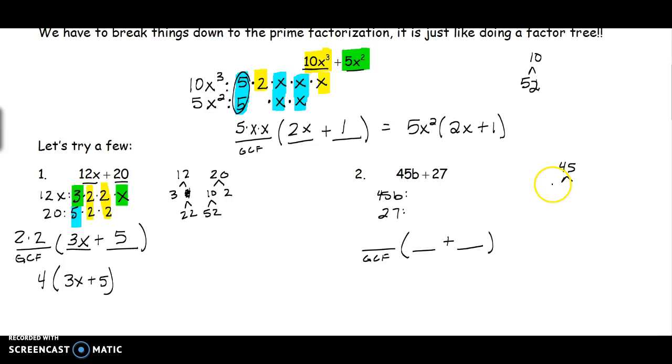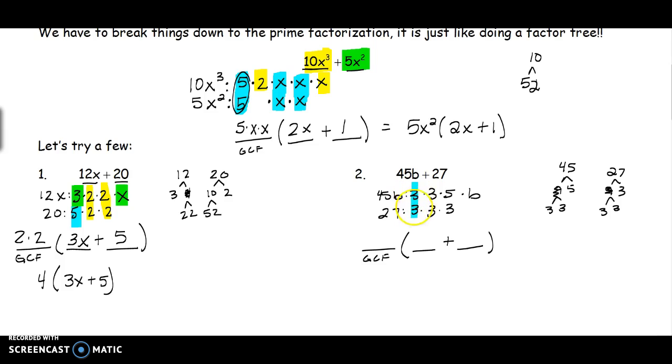So 45 is 9 and 5. And 9 is 3 and 3. So once you can't break down those numbers anymore, you just bring them over. So 3 times 3 times 5 times b. And 27 is 9 times 3. So 9 breaks down to 3 and 3. So now we have 3 of those 3's and no variables.